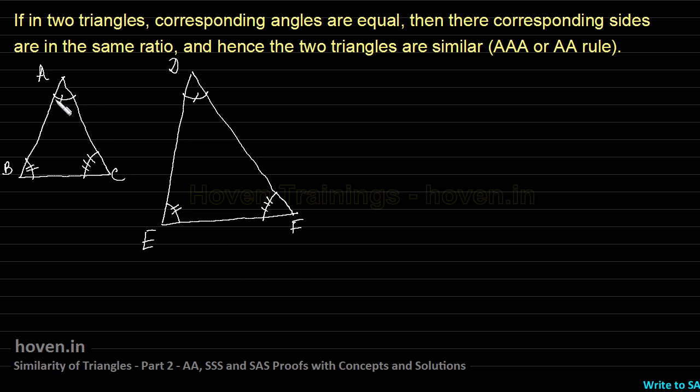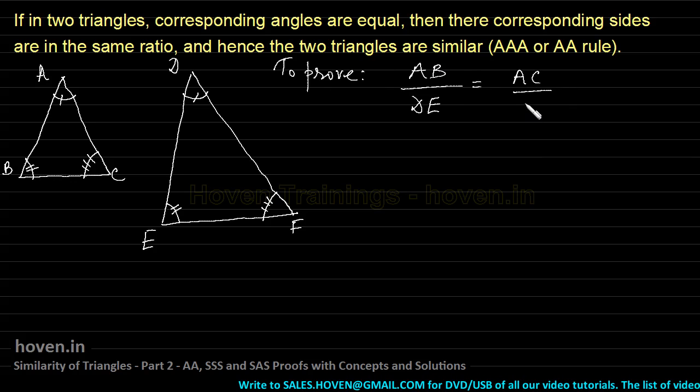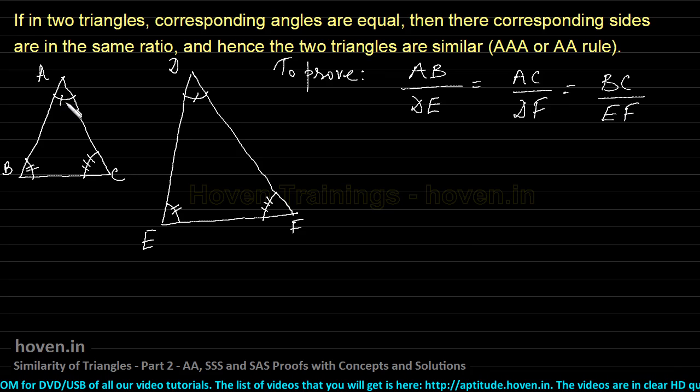So we need to prove that if this is given, then this is what we have to prove, that AB upon DE will be equal to AC upon DF will be equal to BC upon EF. If we are able to prove this, then we will say that if in two triangles only two angles are respectively equal, then their sides will automatically become equal in ratio, and therefore the two triangles will be automatically proved to be similar.